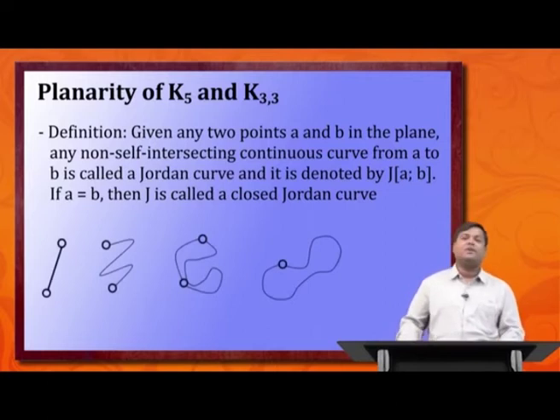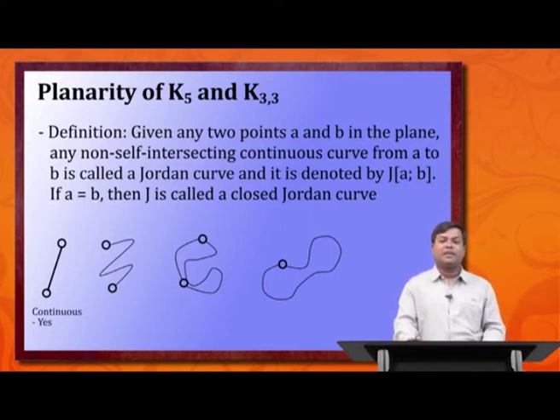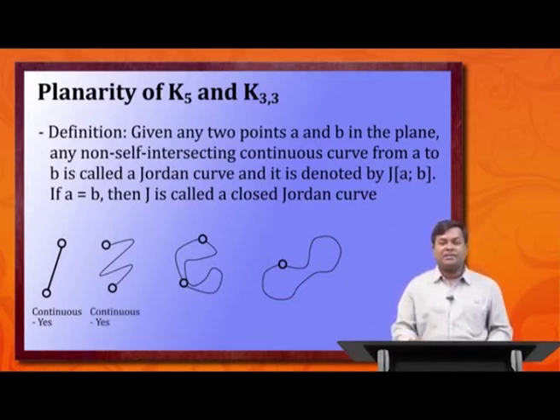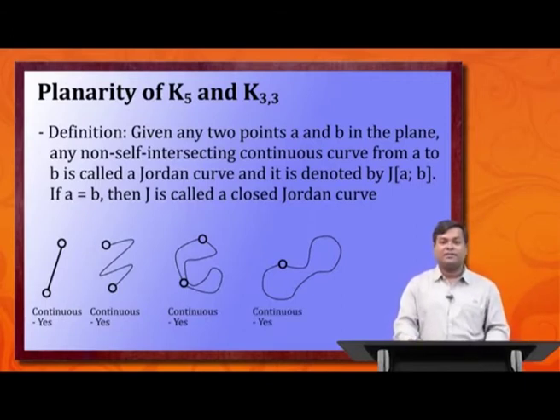So we have given 4 different curves just below this particular definition. The first one is obviously continuous. When I say continuous, it means we can draw that particular graph with a pencil. We do not need to lift that pencil from the paper. We can still smoothly draw it. Similarly, the second one is also continuous. The third one is also continuous. The fourth one is also continuous.